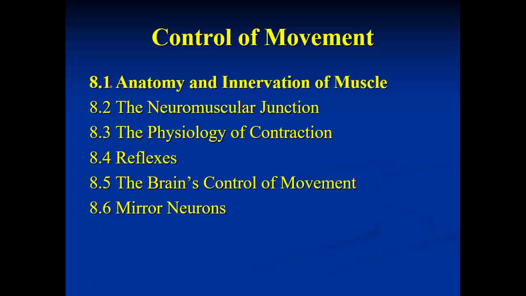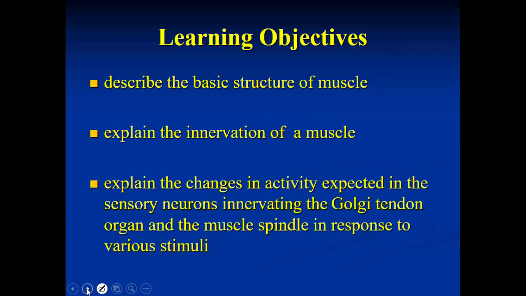In this video, I'm going to cover the anatomy and innervation of muscle. After you watch this video, I'd like you to be able to describe the basic structure of muscle, explain the innervation of a muscle, and talk about some of the changes in activity you would expect to see in the sensory neurons that innervate something called the Golgi tendon organ and the muscle spindle. We'll cover those soon enough.